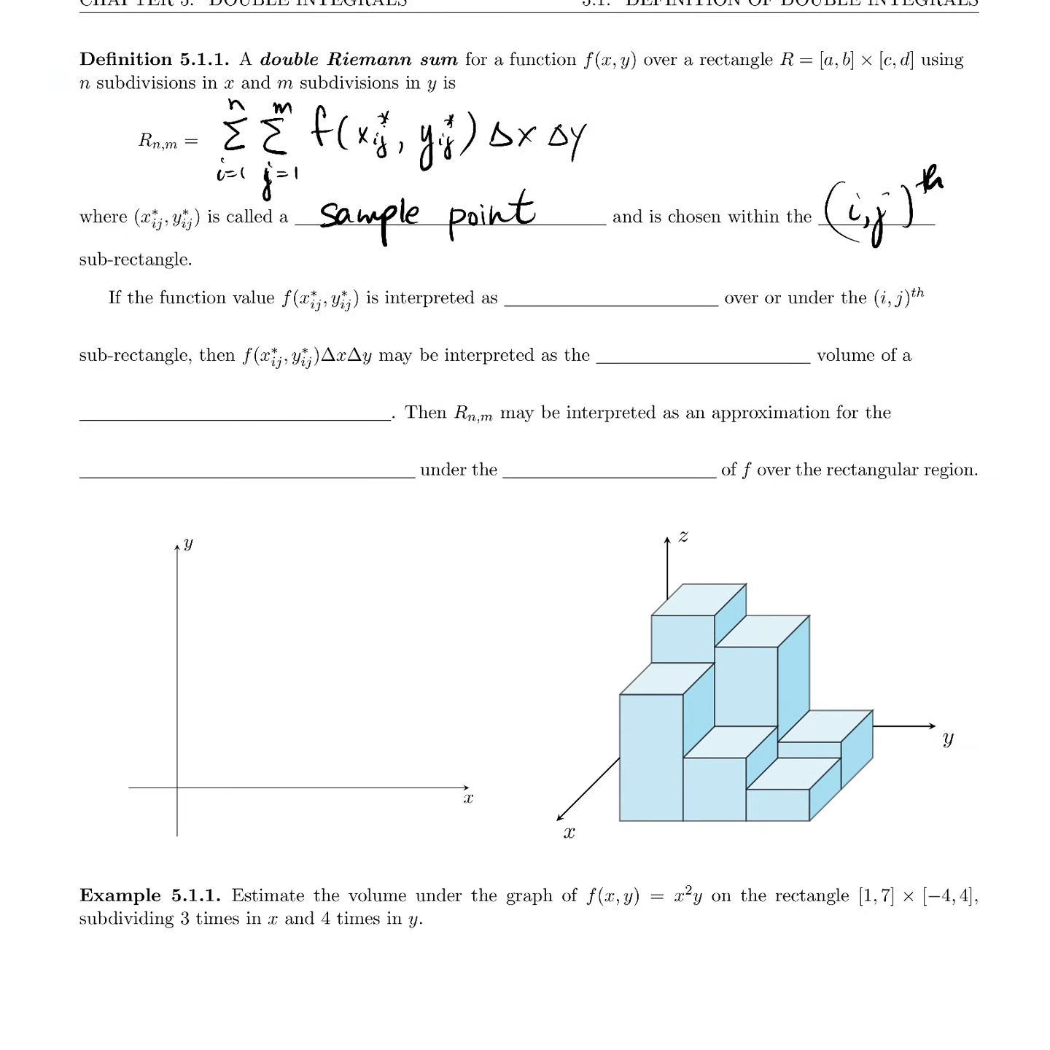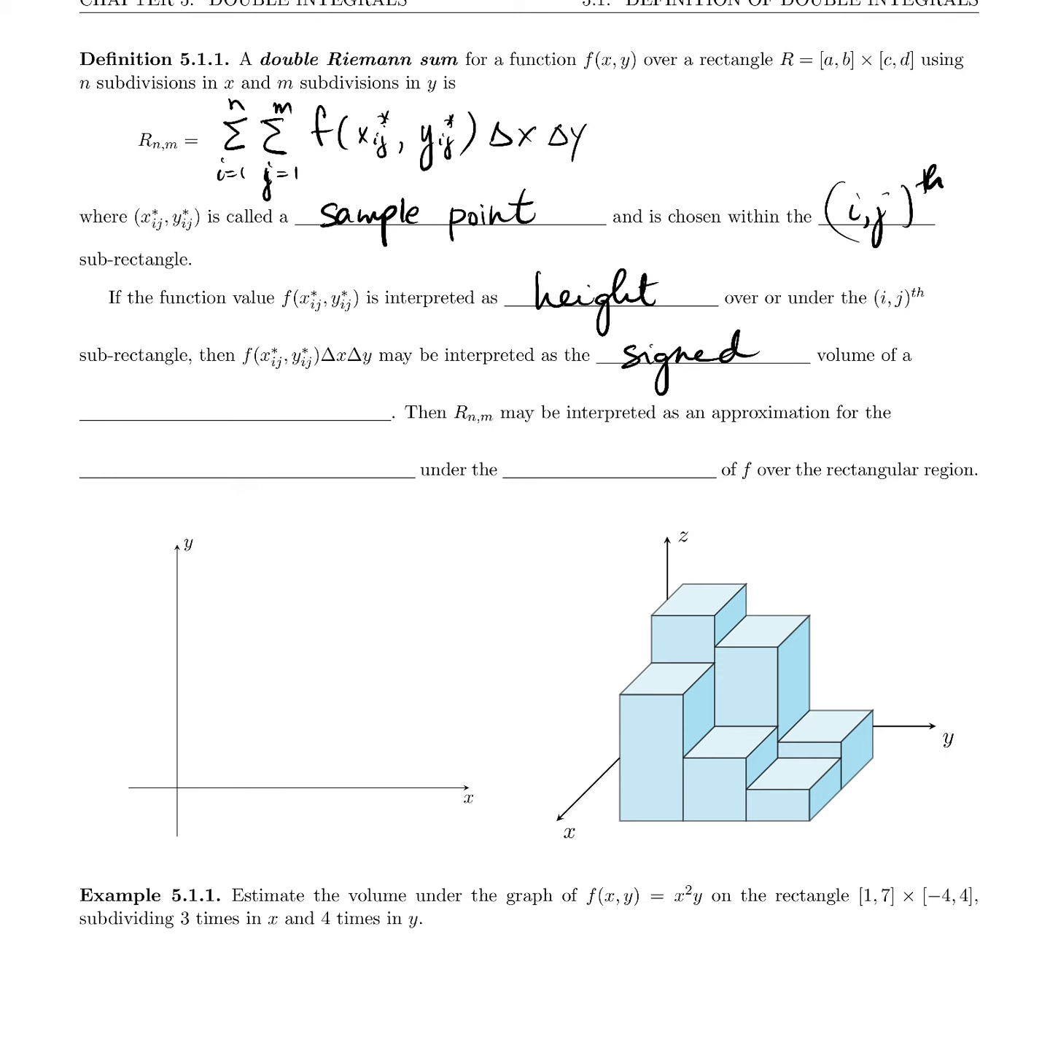If the function value f of (x_ij star, y_ij star) is interpreted as height, well, this time it's height that's over or under a rectangle. Then when you multiply by delta x delta y, this whole product may be interpreted as the signed volume. Signed, why? Because f can be either positive or negative. So it might be a positive volume if it's above the xy plane, or a negative volume if it's below.